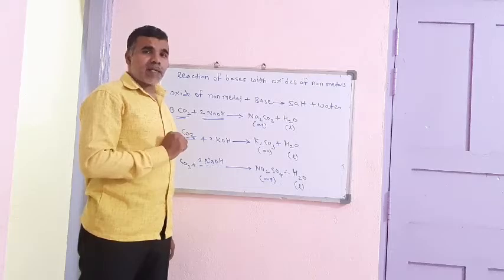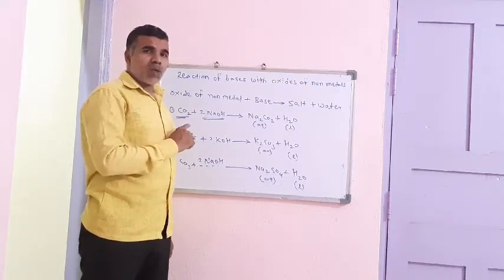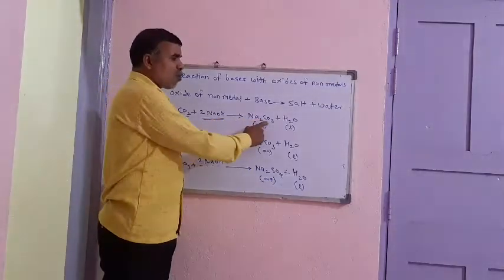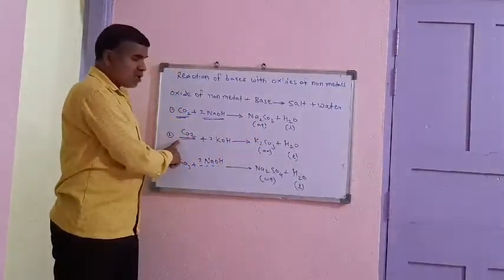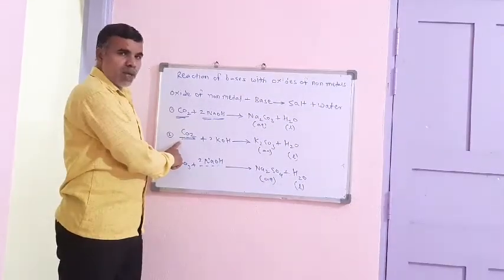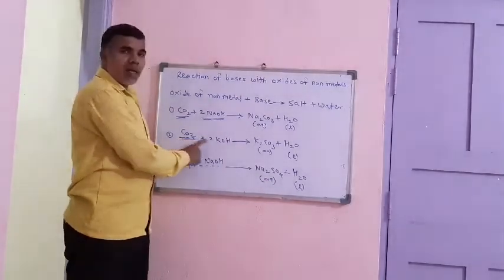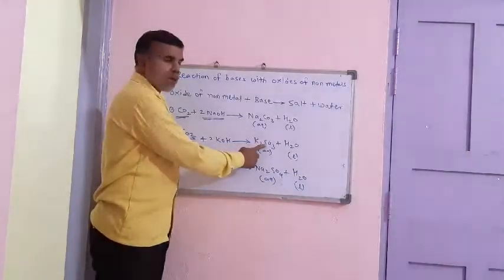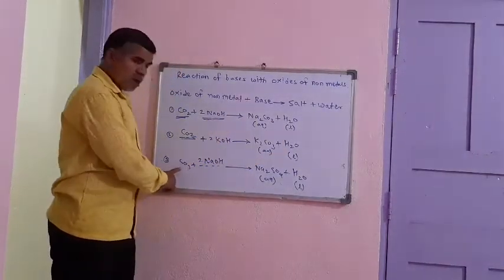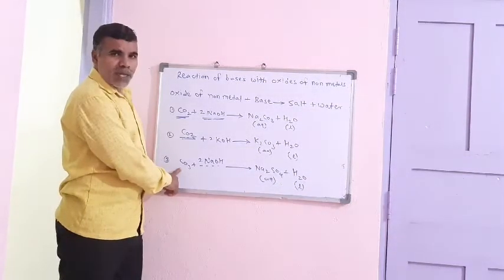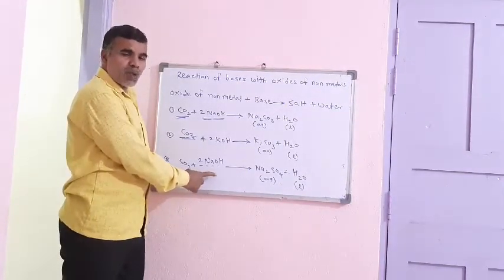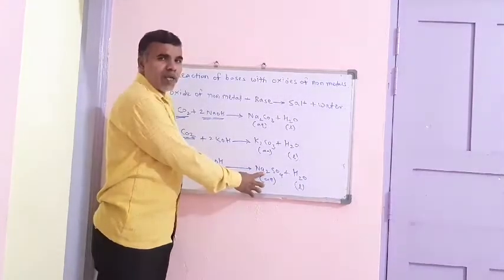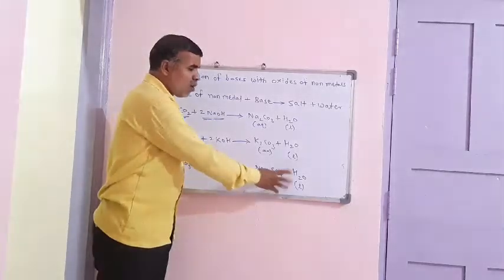यामध्ये तीन केमिकल रिॲक्शन घेतल्यात. पहिल्या यामध्ये कार्बन डायऑक्साइड रिॲक्टेड विथ सोडियम हायड्रॉक्साइड टू फॉर्म सोडियम कार्बोनेट अँड वॉटर. Second, carbon dioxide reacted with potassium hydroxide, we get potassium carbonate and water. Third, sulfur trioxide reacted with sodium hydroxide, we get sodium sulfate, Na2SO4 means sodium sulfate and water.